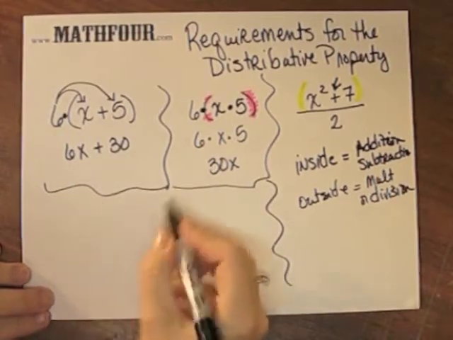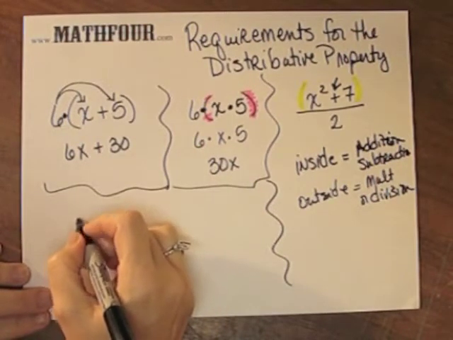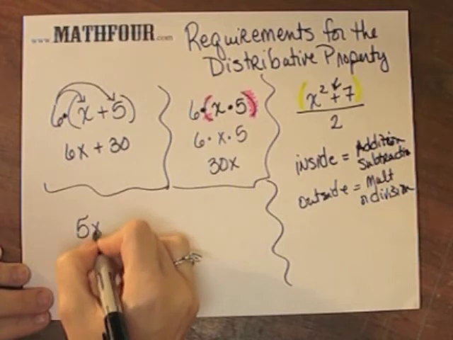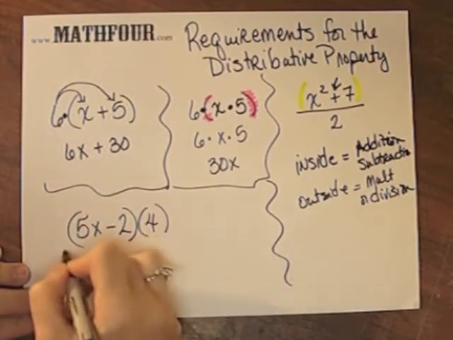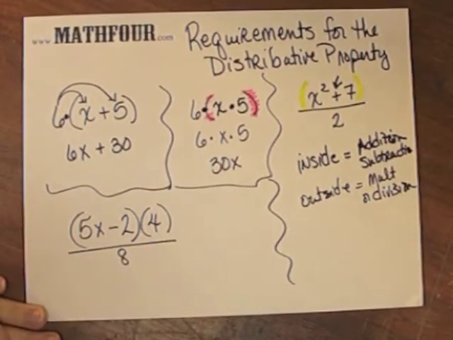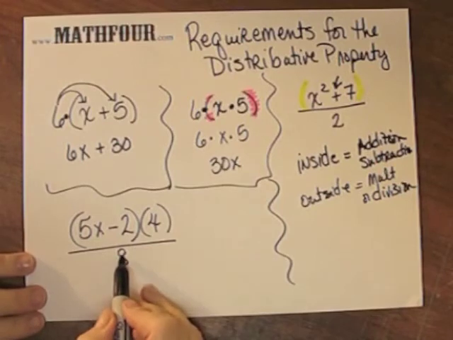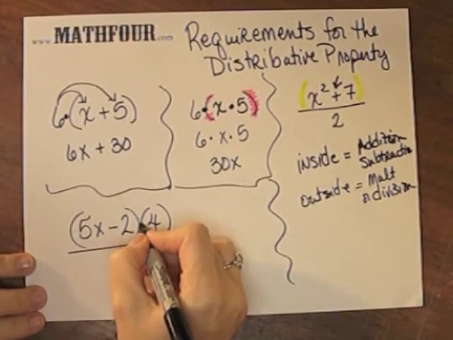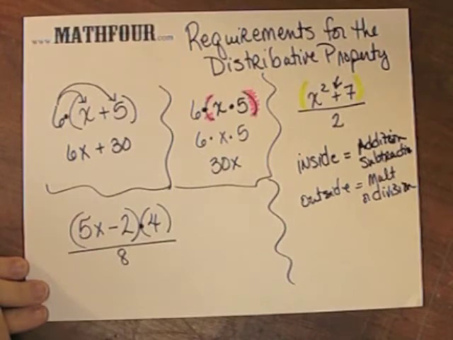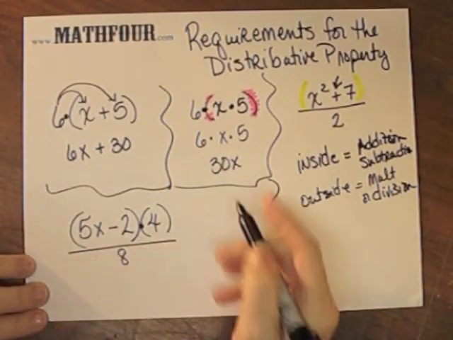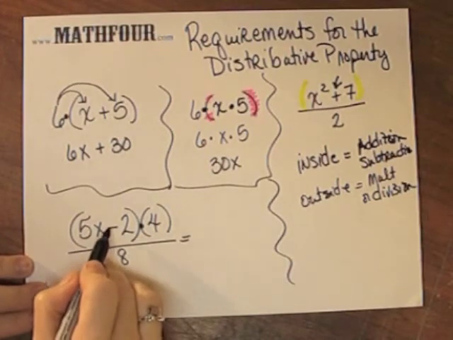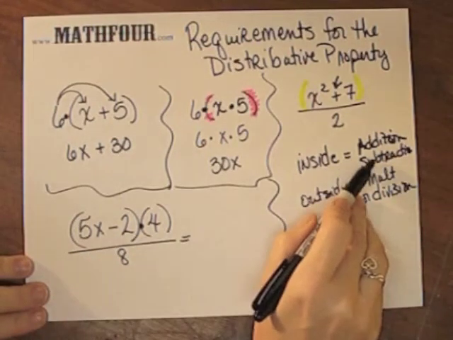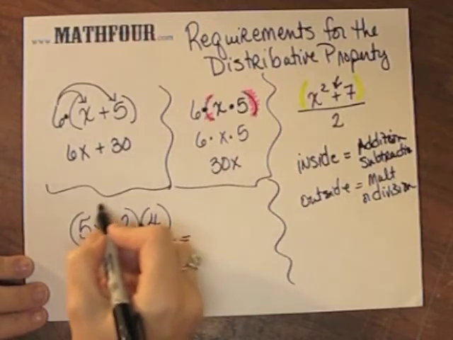One more example. Let's say (5x minus 2) times 4 over 8. Here's a creepy one. You've got division here, multiplication here, subtraction here. Here's your requirement on the inside of this for the distributive property. So you can distribute the 4 across.